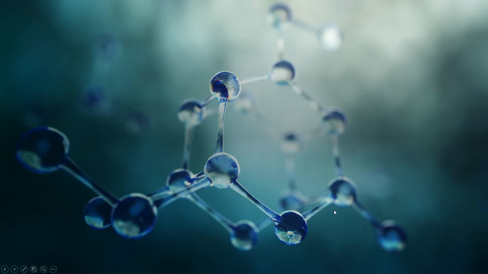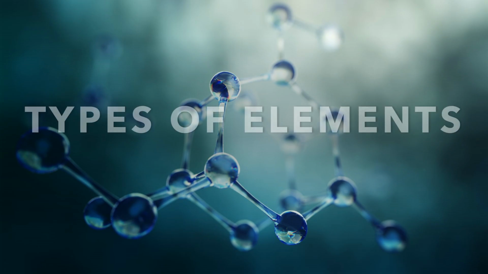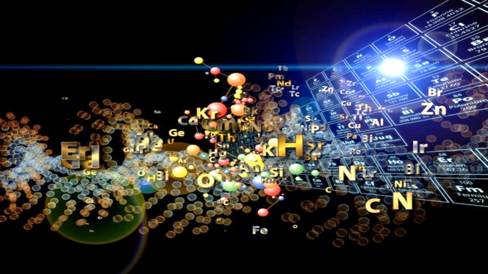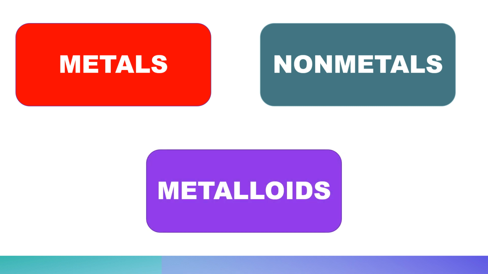In this lesson, we're looking at different types of elements. The elements in the periodic table of elements, which we shall explore in our future lesson, can be classified into three main categories. We have metals, nonmetals, and metalloids.